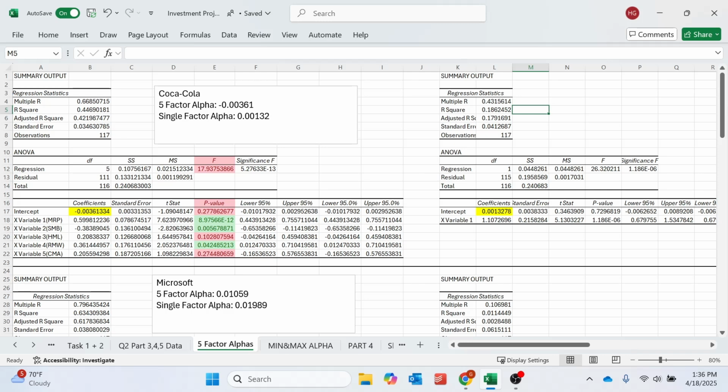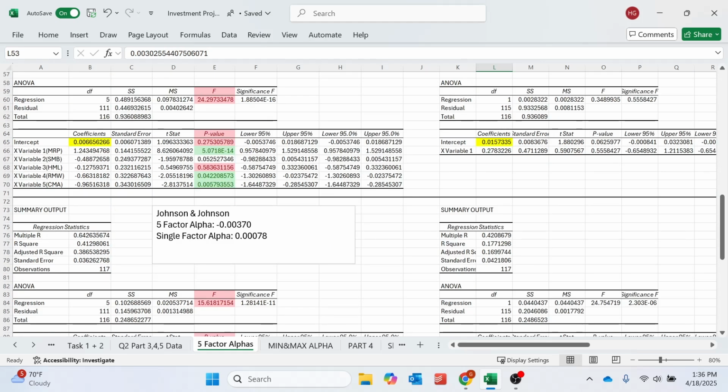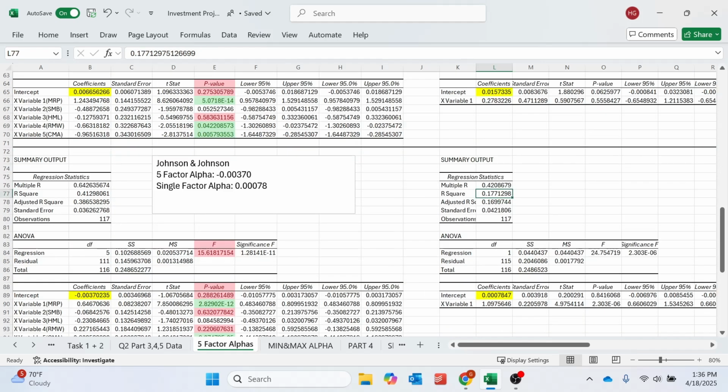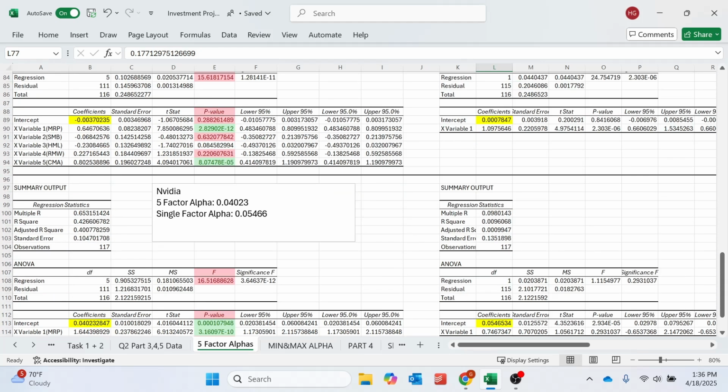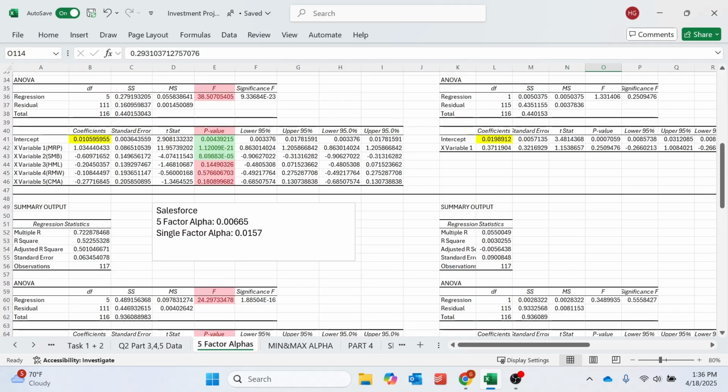You also see that in the lower R-squared values, just meaning that the goodness of fit of the data doesn't really match with the returns of the stock. You see much lower R values in the single factor compared to the five factors. And then you also see it in the p-values. You're seeing much higher p-values, meaning that there's less statistical significance.